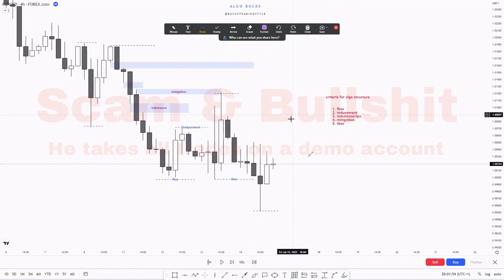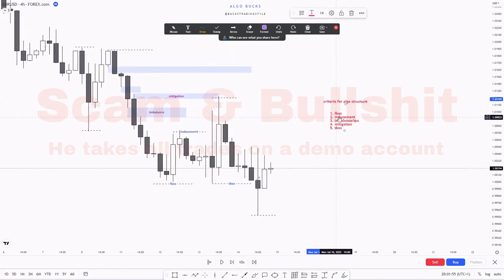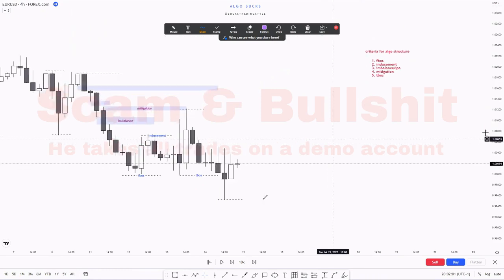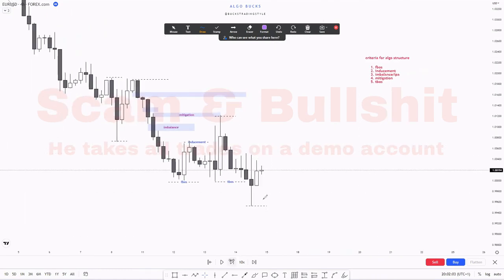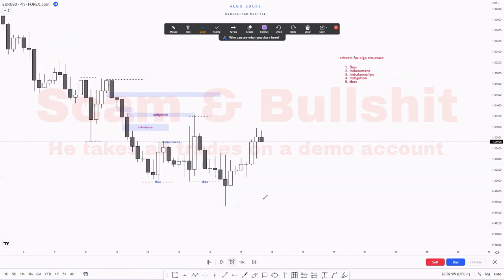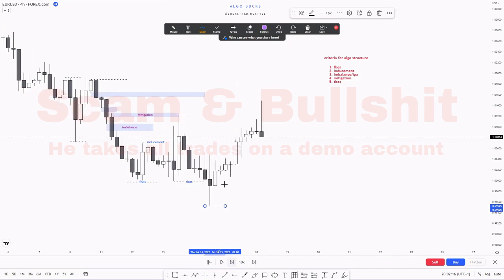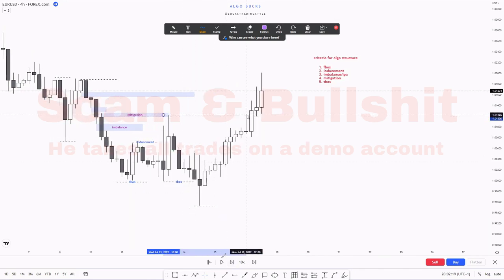So let's keep on playing and see if we see the manipulation setup, because you need to understand structure points. So we have this high and this low, right? From this high to this low becomes our range. Let's see if price breaks out of the range. Good, price breaks out of the range right here.